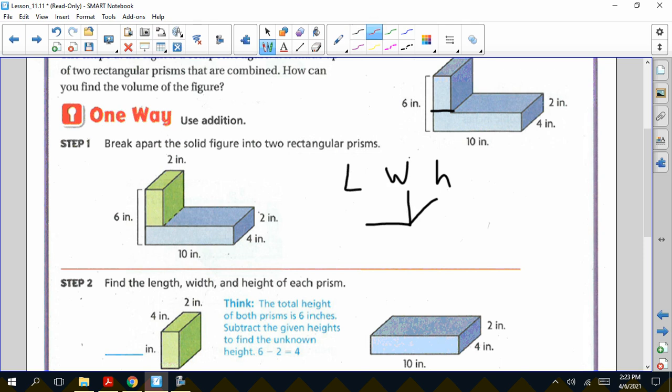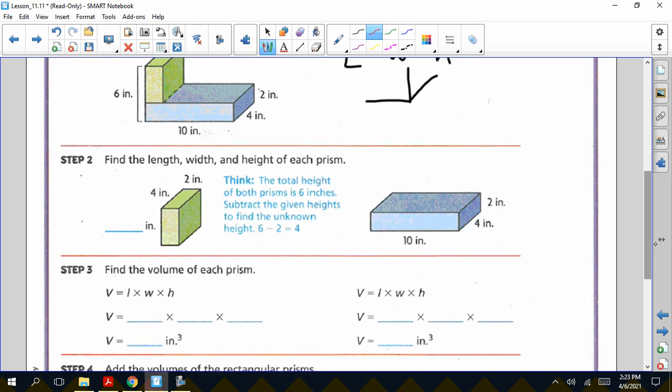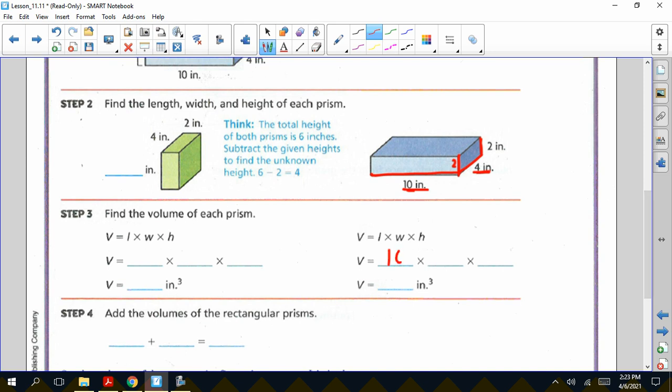So if we look at this first figure, the blue figure, we have a length that goes straight across, the width that goes back, and the height that goes here. We know that the length is 10, the width is 4, and the height for this line is the same as this one, which is 2 inches. So our length is 10, our width is 4, and our height is 2. So we're going to take 10 times 4, which is 40, and then take it times 2, which gives us a volume of 80 inches cubed. So the blue rectangular prism is 80 inches cubed.